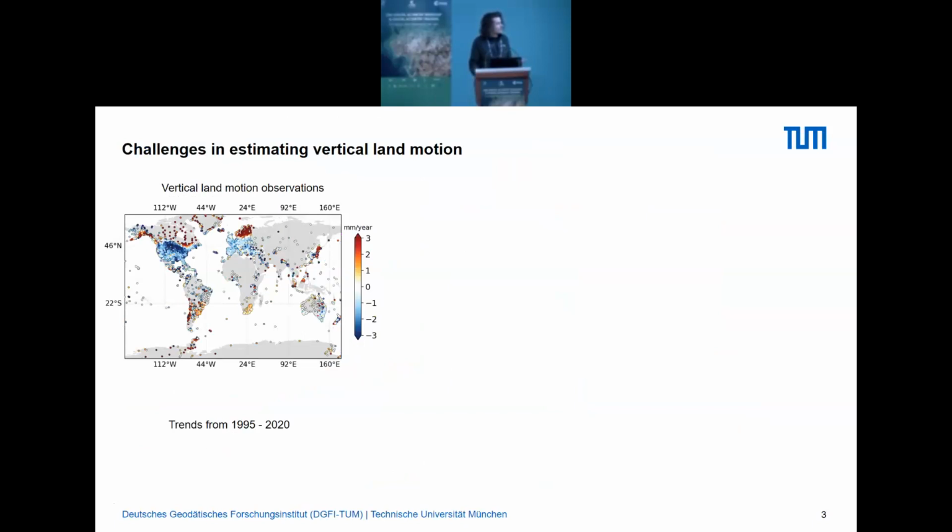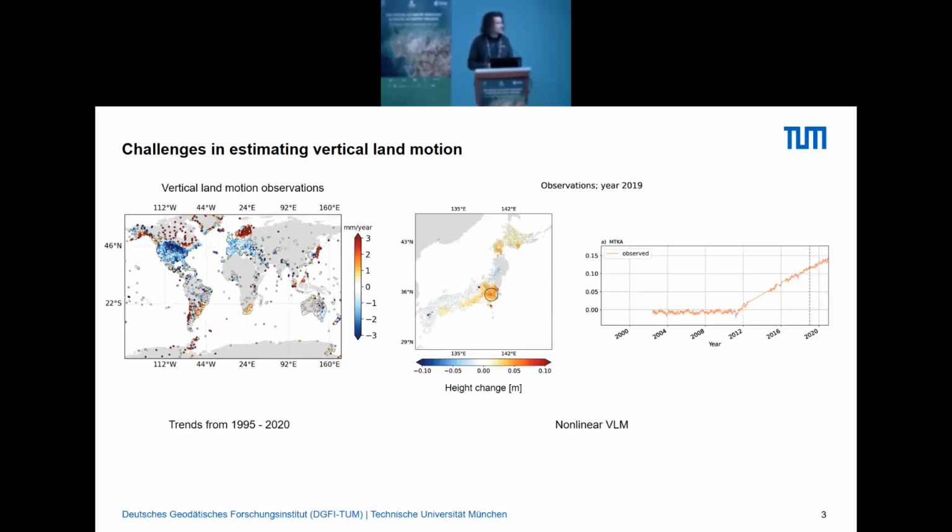However, when we want to estimate vertical motion, ideally everywhere along the global coastlines, we have a problem that we don't have observations everywhere. So the GNSS network is very inhomogeneous. Here I show vertical motion, like linear trends from GNSS data. And some regions really don't have any stations, like Africa and parts of Southeast Asia. So they are poorly covered. That's one challenge, and another challenge are these nonlinear events like earthquakes, and this can really affect regions at a continental scale.